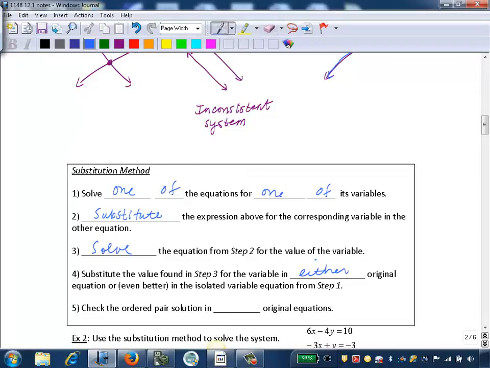And then finally, we always want to make sure we check our solution, and you don't want to just check it in one equation. You have to check it in both original equations. So if you get an xy pair, an answer, you want to substitute back in. It has to work in both equations.